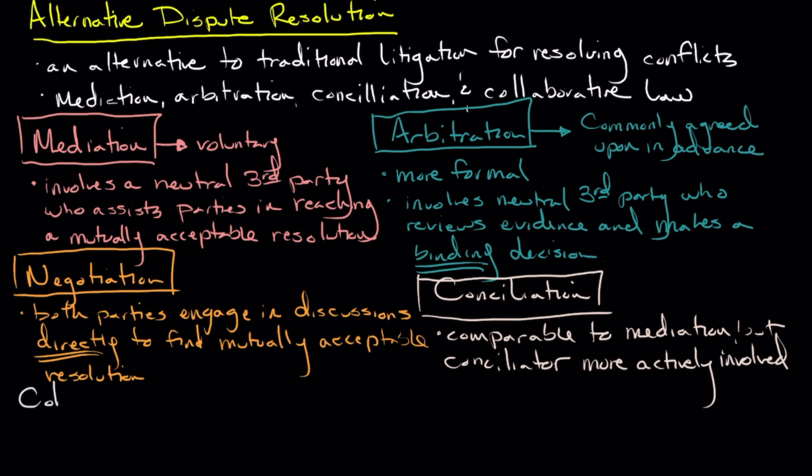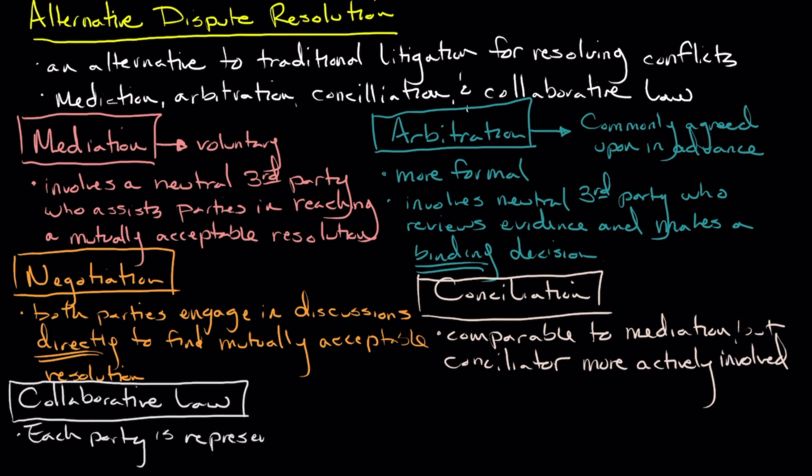The next method of ADR is what we call collaborative law. Now, collaborative law is a voluntary and cooperative approach where each party is represented by their own attorney. The parties and their attorneys work together in a series of meetings to find mutually acceptable solutions. And the idea behind this is its goal is to foster open communication, emphasizing problem solving and allowing for a more customized approach to creating solutions. If this process ever fails, the attorneys withdraw and the parties may then pursue litigation.